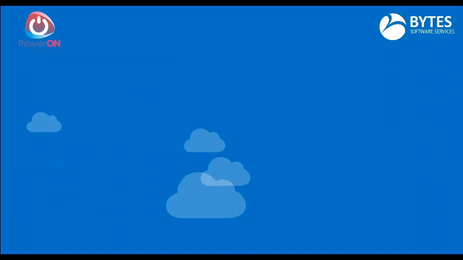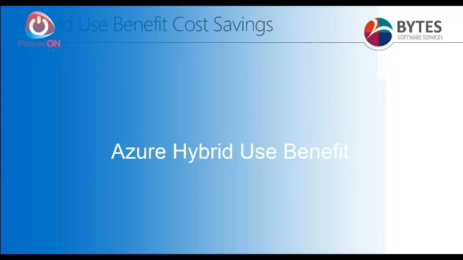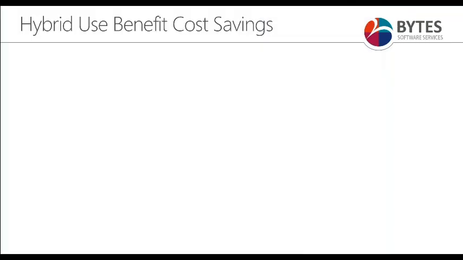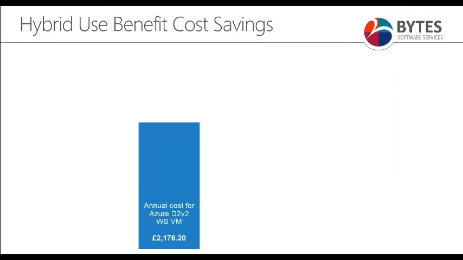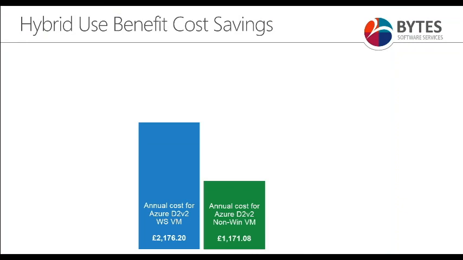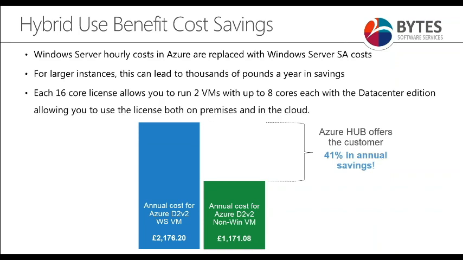We also have the hybrid use benefit. That allows you to use your own Windows Server licenses in Azure instead of paying for the images by the hour. The way it normally works when you pay for an Azure VM is you pay for the compute and the Windows Server image. Usually the Windows Server image costs about half of the total cost. If you're looking at a D2 v2 as an example, with Windows Server it's about 2,176, and without Windows Server it's 1,171. So you're making up to 40% in annual savings.